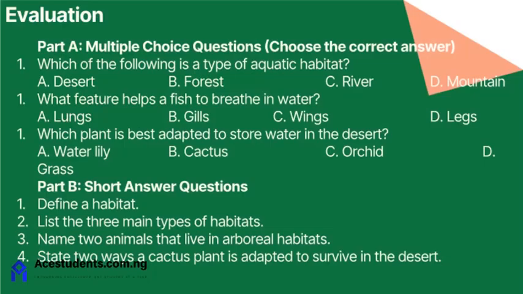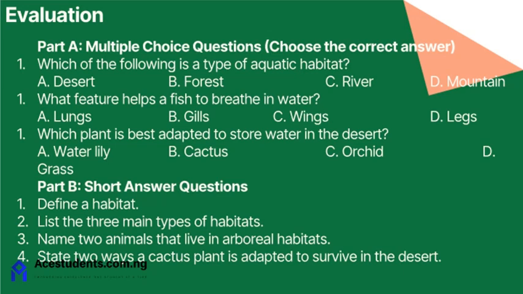Let's take a moment to test your understanding of what we've covered so far. Let's start with some multiple choice questions. Question 1. Which of the following is a type of aquatic habitat? Question 2. What feature helps a fish to breathe in water? Question 3. Which plant is best adapted to store water in the desert?